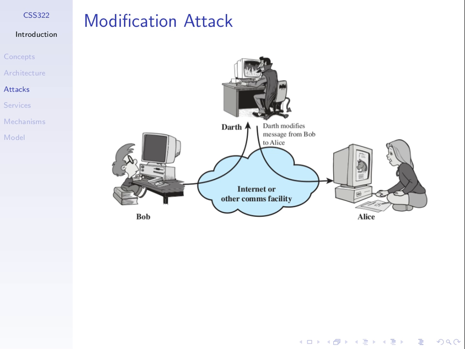The malicious user modifies the message contents between the source and the destination. Why is it an active attack? Yeah, the message has been changed. So something has been changed in the system. Still the same number of messages, but without the attack, Bob sent message A, Alice received message A. With the attack, Bob sends message A, Alice receives message B. Something has changed there. It's an active attack.